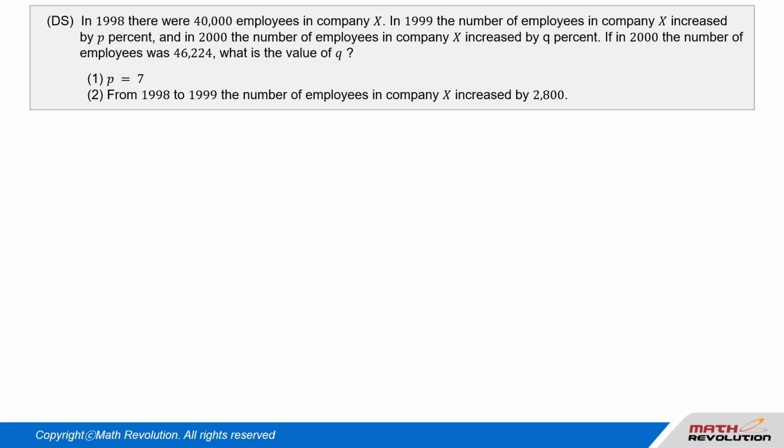Condition 1. P equals 7. Condition 2. From 1998 to 1999, the number of employees in Company X increased by 2,800.